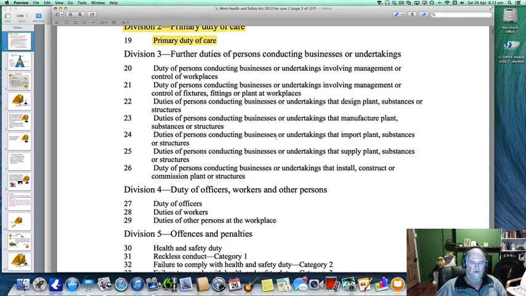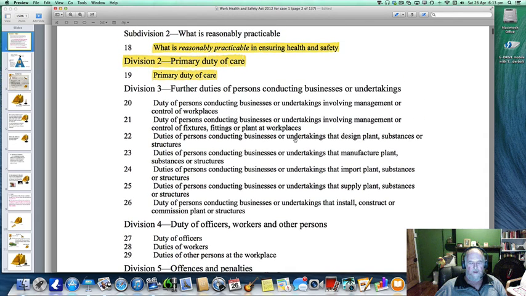You can see when you look at them, there's persons conducting businesses or undertakings involving management or control of workplaces. Yeah, well, that might be. Let's highlight that anyway because there is a workplace there. There's a quarry. So, duty of persons conducting businesses or undertakings involving management or control of fixtures, fittings, or plant at workplaces. Yeah, maybe the plant bit.